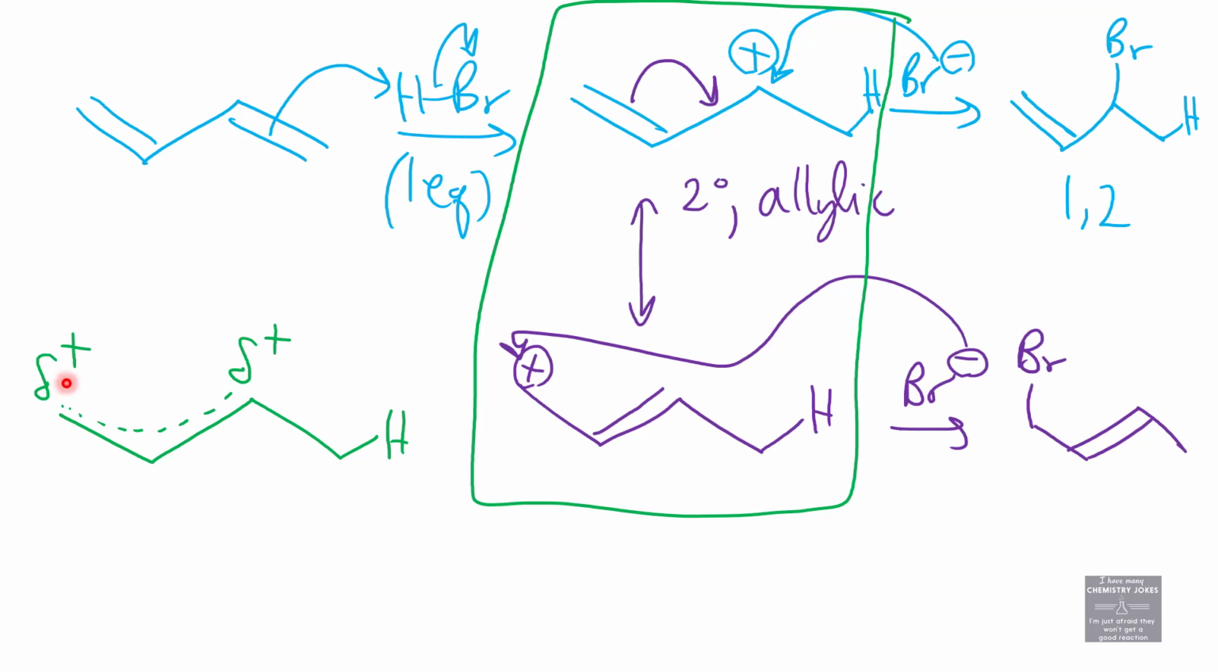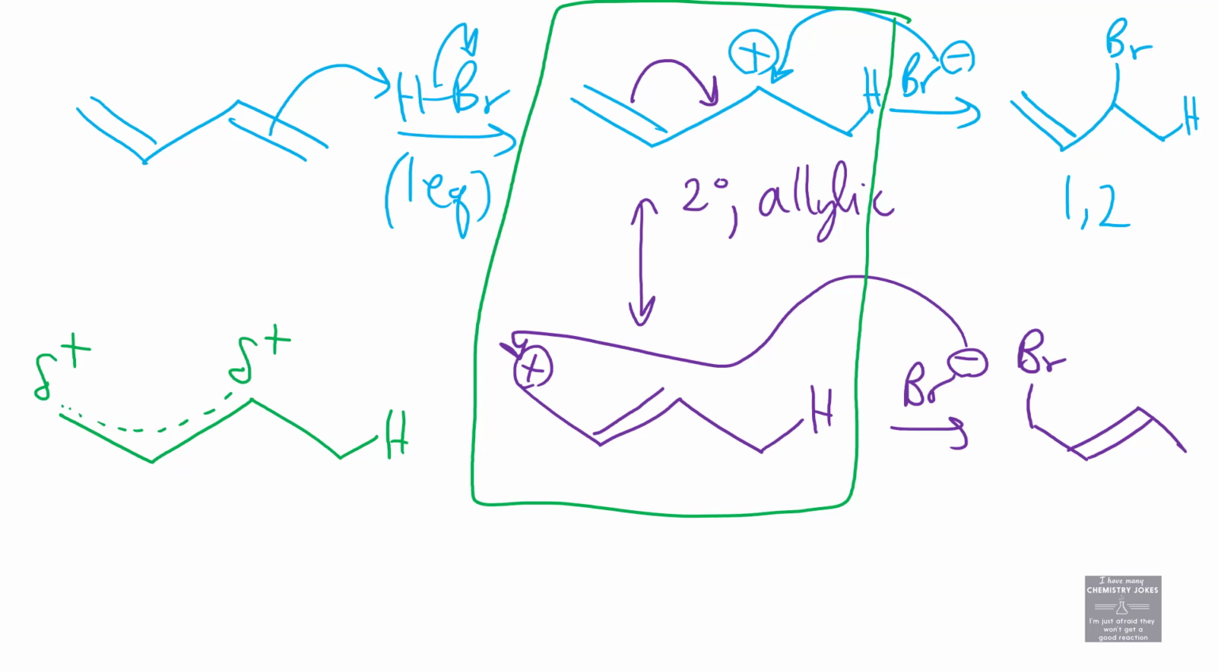The positive is in both places. The positive is on the 2 carbon and the 4 carbon simultaneously. Is it a full positive on the 2 carbon and the 4 carbon simultaneously? No, it's a partial positive on both of them. So there is different stability of this dragon and unicorn. There are different stabilities of the blue and the purple, but they both make this hybrid.